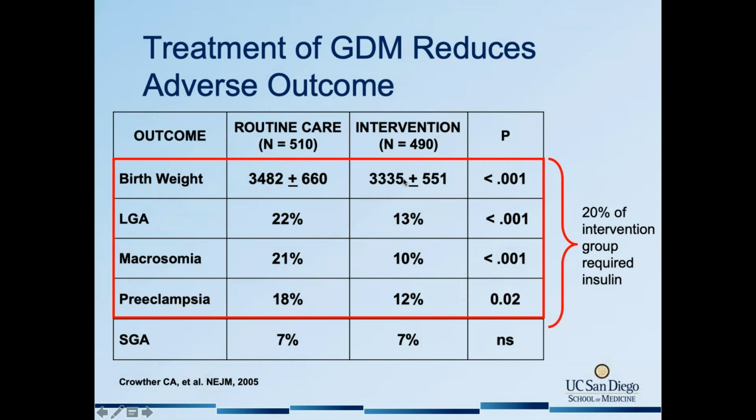As you can see, there was a lower birth weight, a lower rate of LGA and macrosomia, as well as a lower rate of preeclampsia in the intervention group. This was statistically significant. And as you can see on this side, very few women required medication to control their hyperglycemia. Also, they did not see a higher rate of SGA. Remember, we want to avoid that U-shaped phenomenon of causing fetal growth restriction in the womb, and there was no higher rate of SGA in the intervention group.